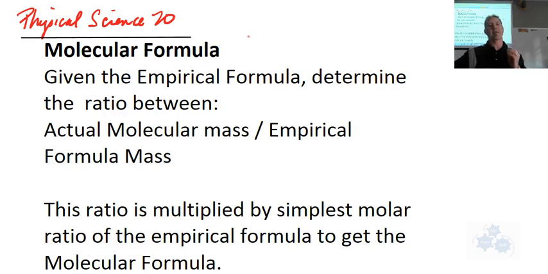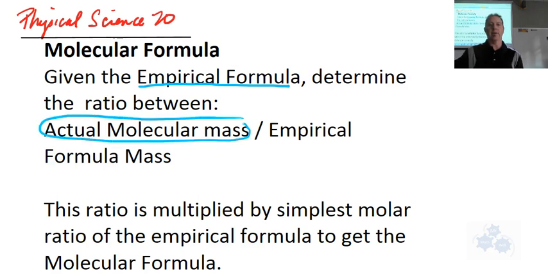But molecular formula takes that concept of empirical formula, and we actually use the actual molecular mass to decide whether there is a multiple of the empirical formula that's the actual formula. So given the empirical formula, we determine the ratio between the actual molecular mass, and that will be given to you, or you'll be able to find that out pretty easily, and you divide it by what would be the empirical formula mass.